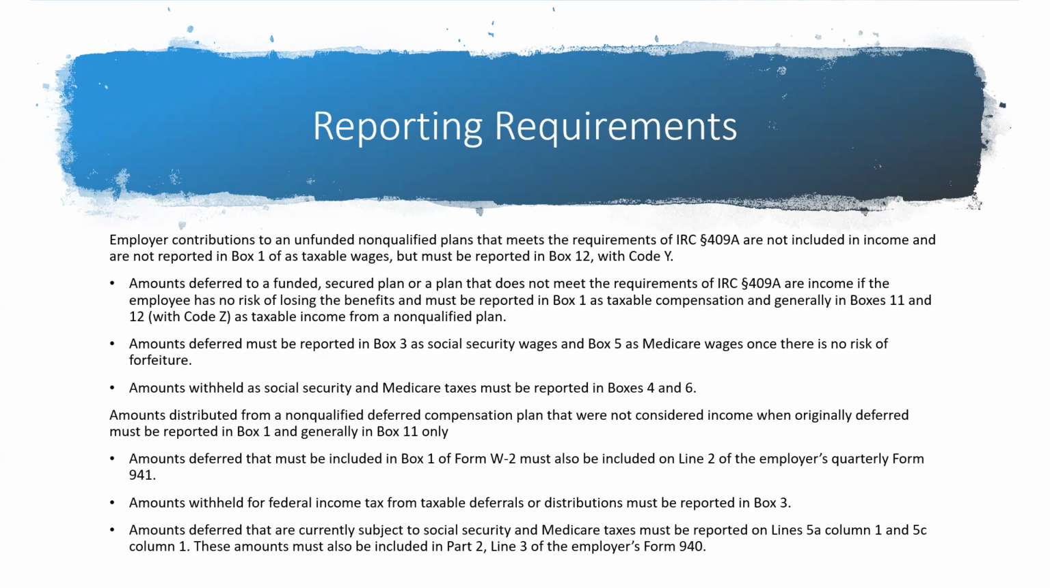Amounts deferred that must be included in box 1 of Form W-2 would also be included on line 2 of your 941. Amounts withheld for federal income tax from taxable deferrals or distributions must be reported in box 3. Amounts that are currently subject to Social Security and Medicare taxes must be reported in lines 5A, column 1, and 5C, column 1. These amounts must also be included on Part 2, line 3 of the employer's 940.